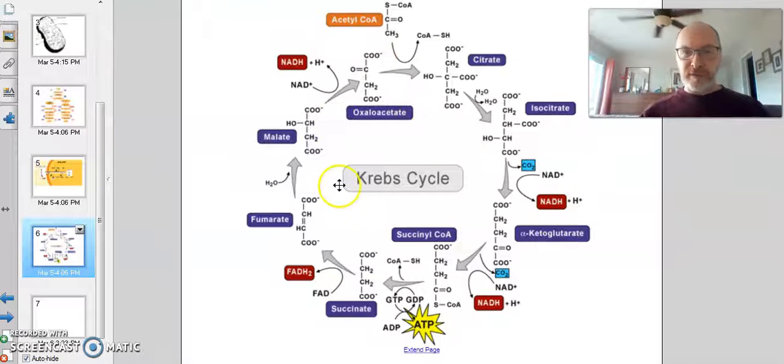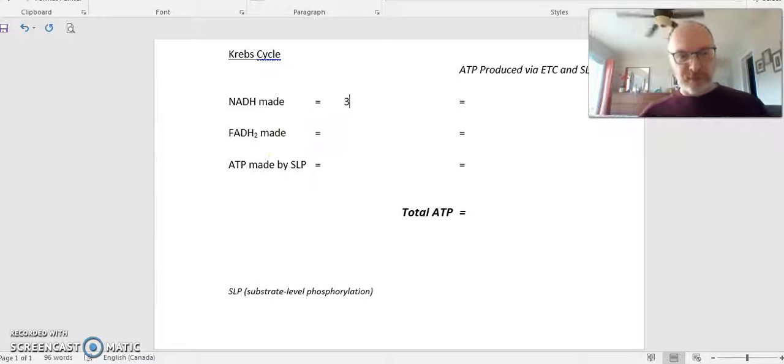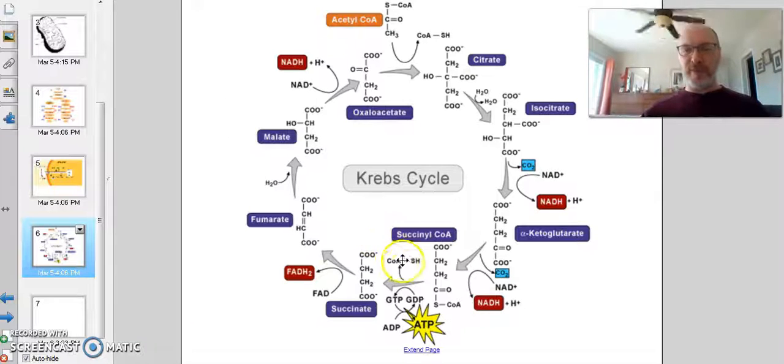So with 1 turn of the Krebs cycle from 1 acetyl coenzyme A, we'll make 1, 2, 3 NADHs. That's 3 NADHs, but again, we're going to turn 5 times because of the 5 acetyl coenzyme A's, times 5. Go back to the Krebs cycle. How many FADH2s do we make? Well, we make 1 per turn.